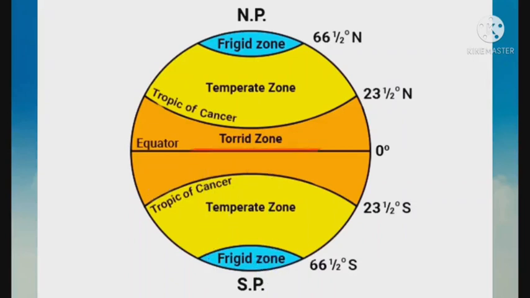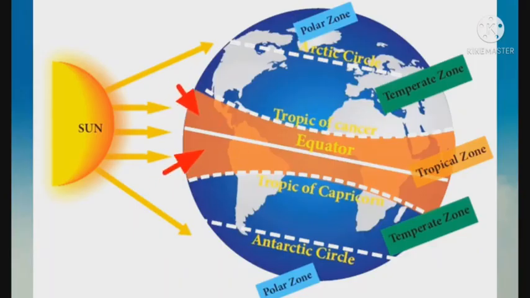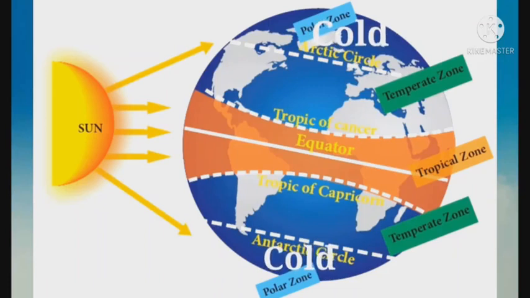According to distance from the equator, the earth is divided into three heat zones: torrid or tropical zone, temperate zone, and frigid zone. The torrid zone is around the equator and receives rays of the sun directly, and this region is very hot. Temperate zones lie between these two zones and have moderate climate. The frigid zones are located around the poles and receive slanting rays of the sun. These regions are extremely cold.